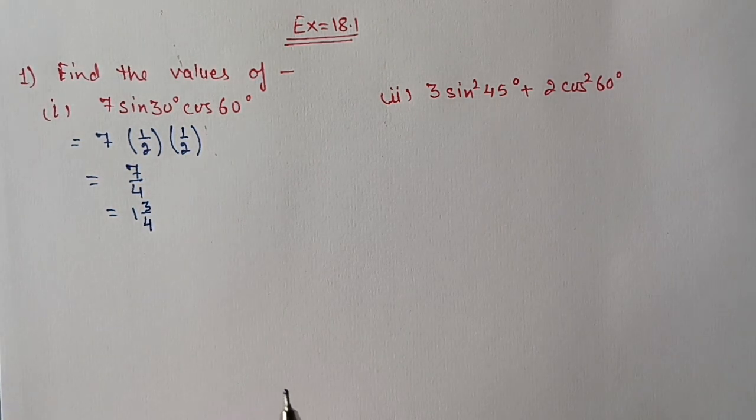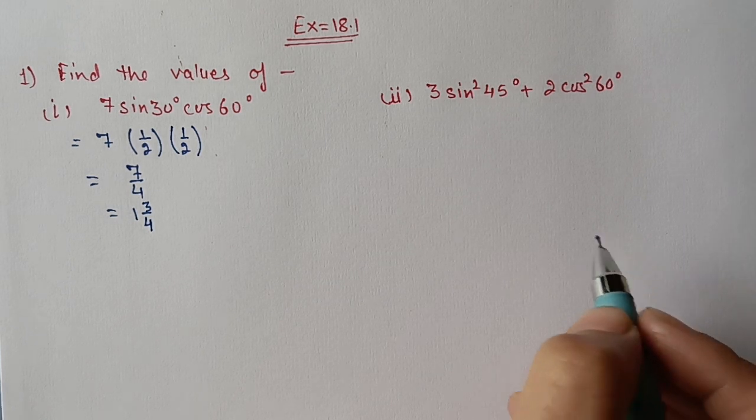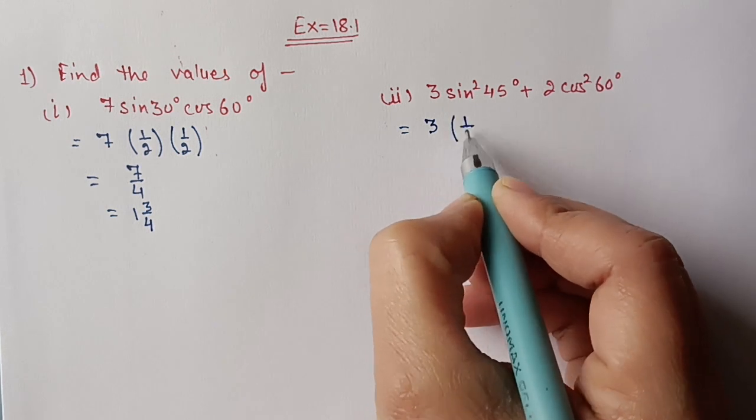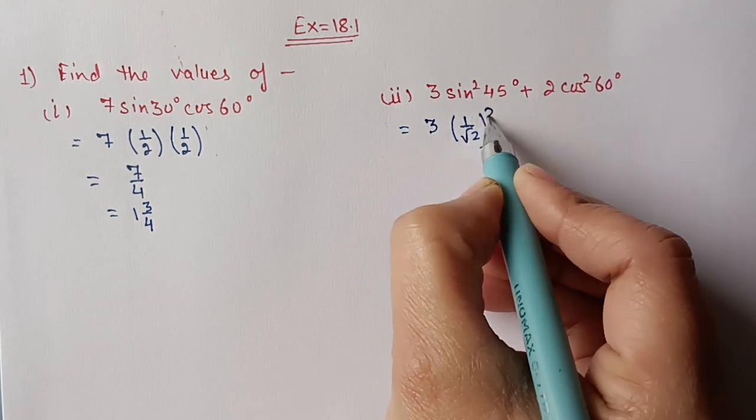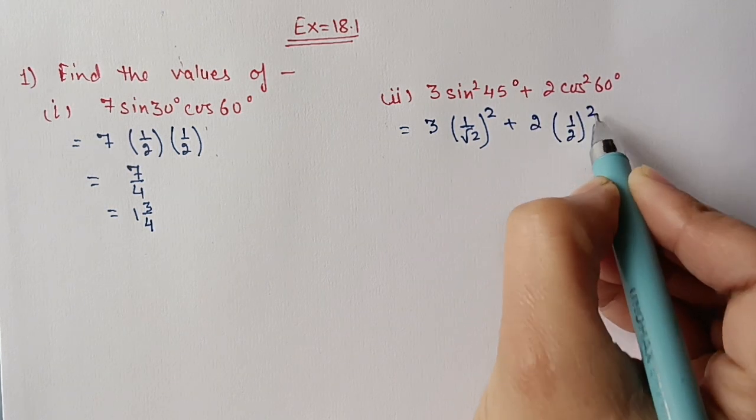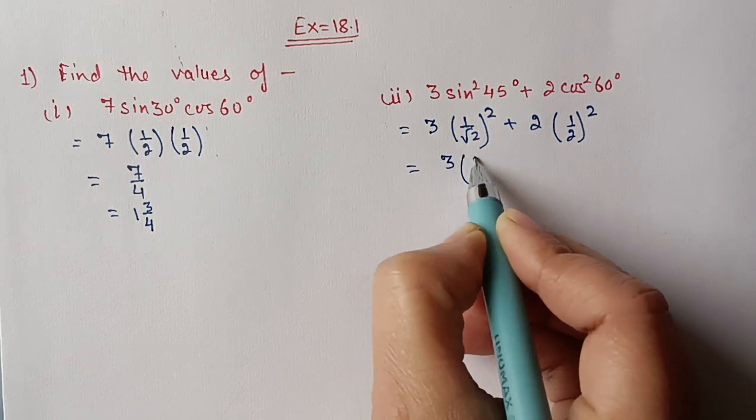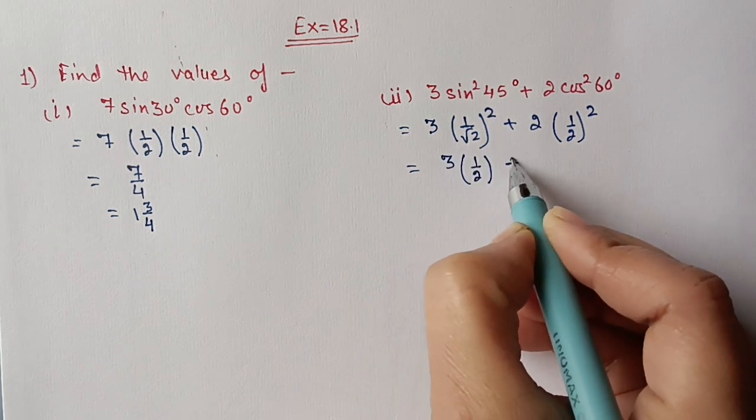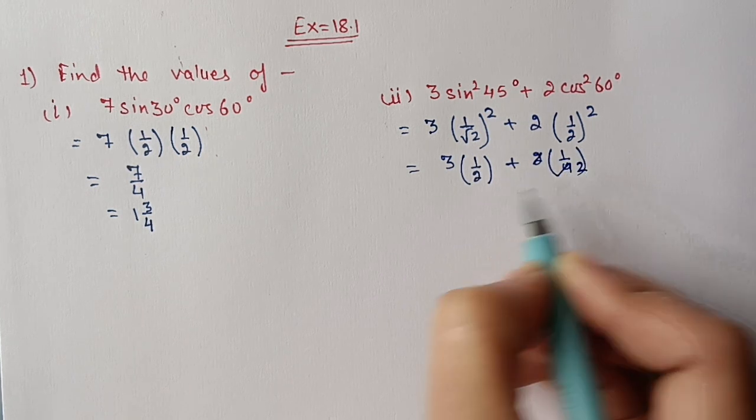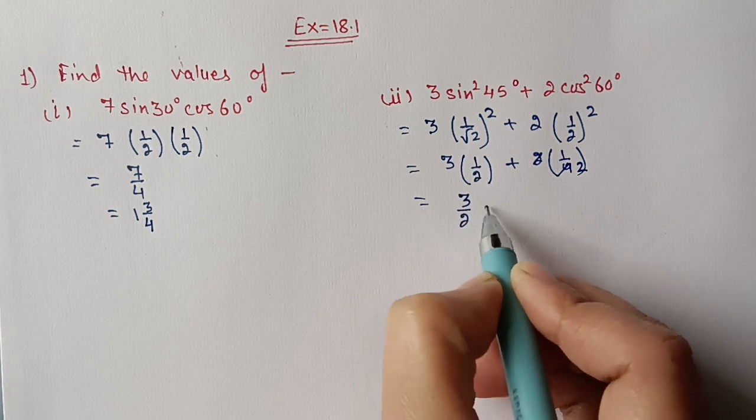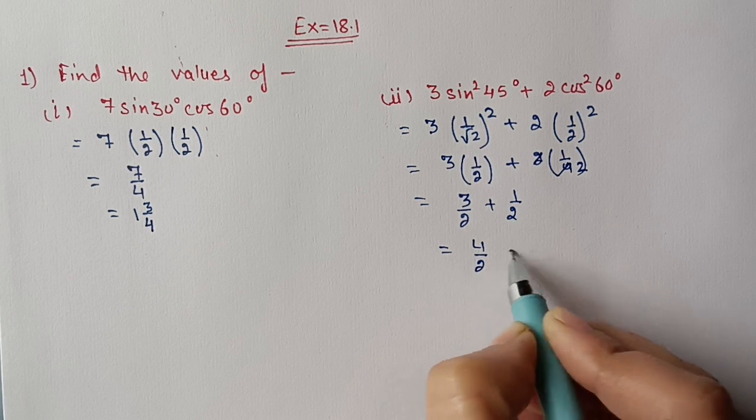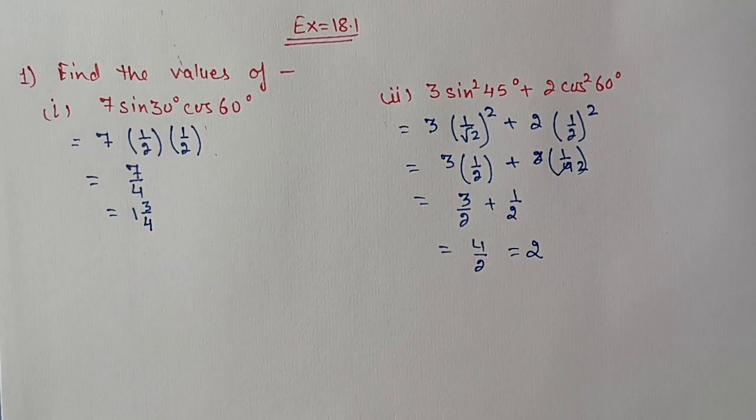For the second part, 3 sin square 45 plus 2 cos square 60. Sin 45 value is 1 by root 2 and the square is there, so do the square. Cos 60 value is 1 by 2 and do the square. After squaring you will get 1 by 2, and after squaring 1 by 4. Cancel with 2. So here 3 by 2 plus 1 by 2. 3 plus 1, 4 by 2, and finally we are getting 2.